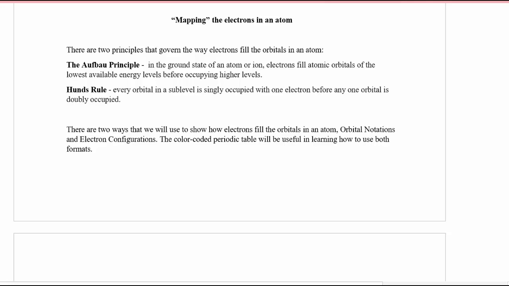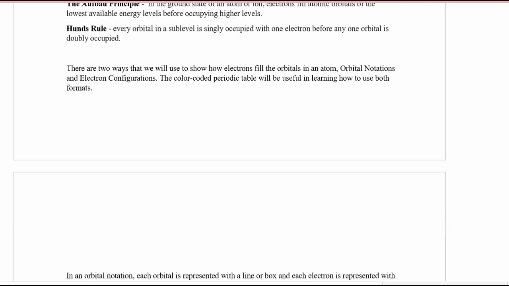Here I'm just going to show you the two methods of describing how electrons fill the orbitals. To really see me work these out and give you some examples, I've already got another video where I step you through that. This is just the intro to show you what's coming up on Friday. So we have two ways: orbital notations and electron configurations.